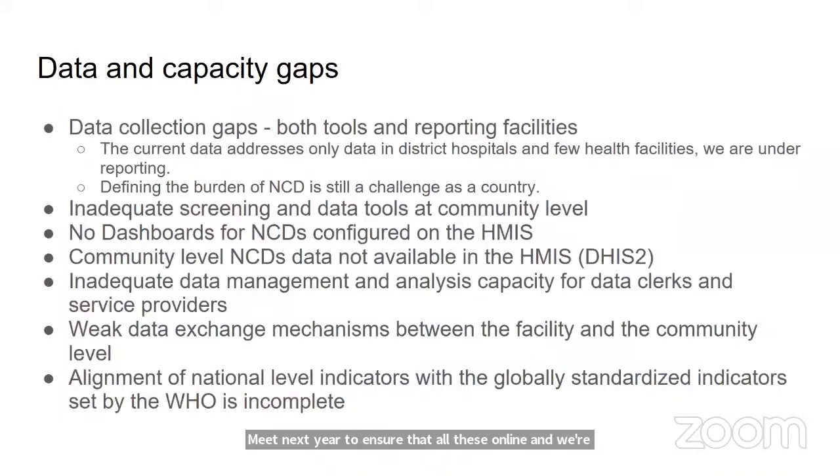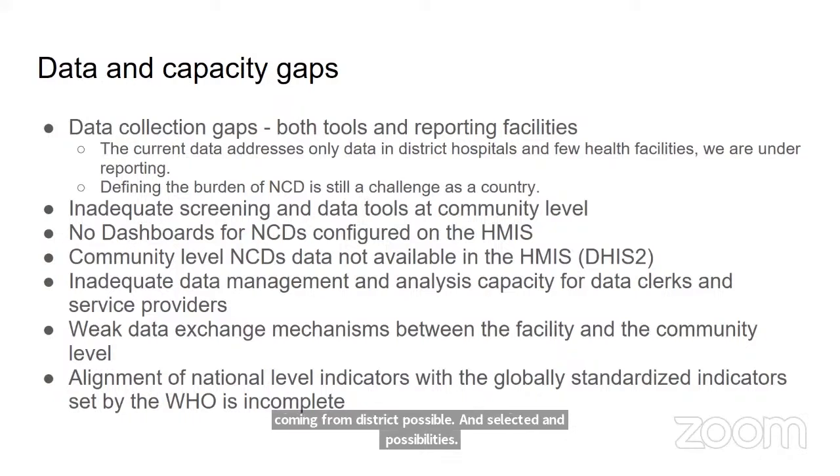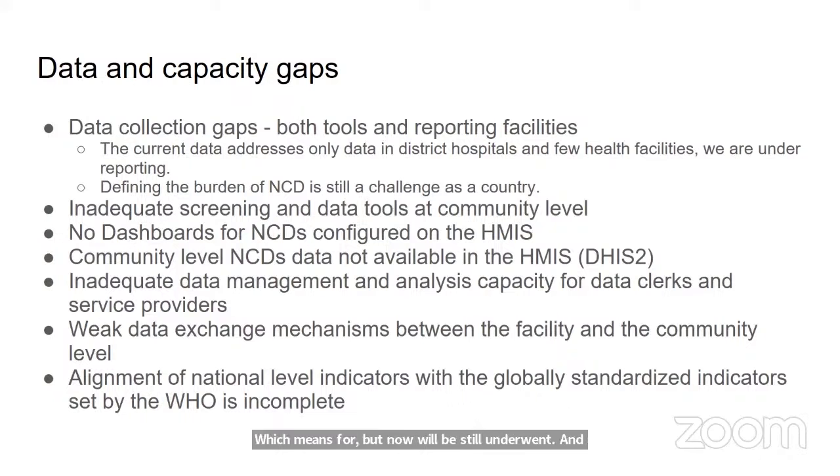I will move on to the data and capacity gaps. So data collection gaps, we have those both in tools and in facilities. The current data we have is coming from district hospitals and selected health facilities, which means for Malawi we are still underreporting. We also have the private hospitals and the Christian Health Association facilities that haven't yet started reporting. So I believe we are yet to define the NCD burden apart from the state service. We still have a long way to go, and we're looking forward, as the Ministry of Health, to ensure that we align as we strengthen the public institutions. On our mind, we're already thinking about the other institutions that are providing the services.